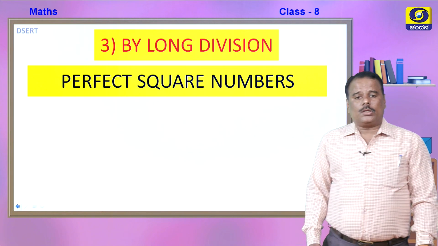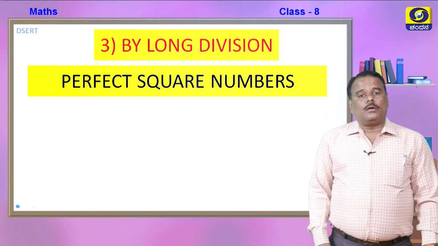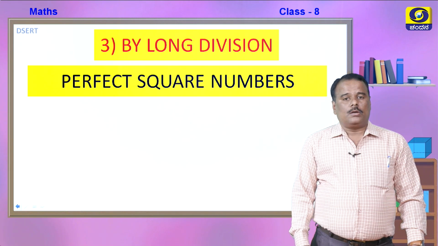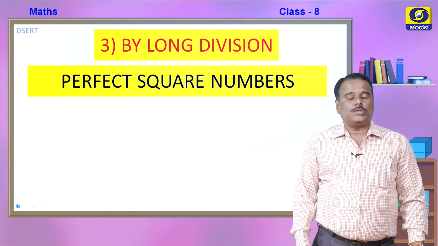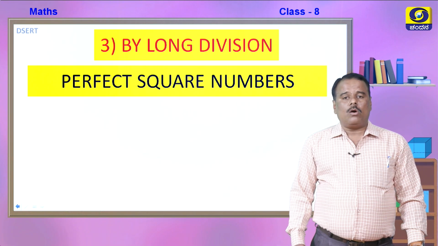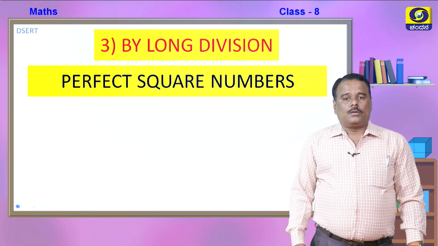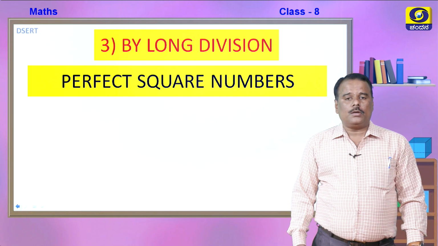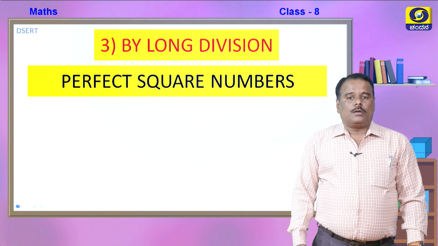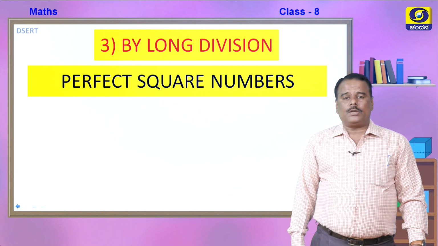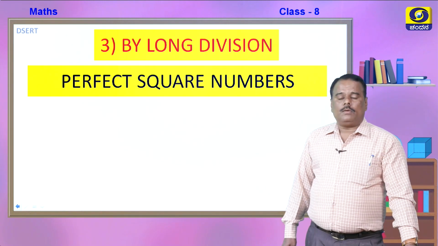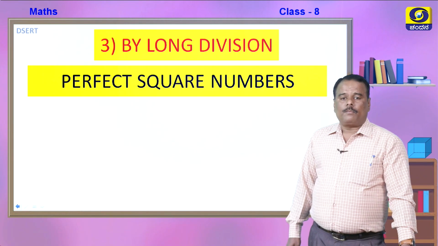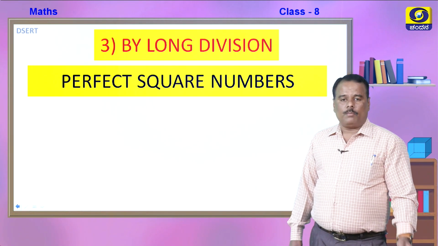Let us go to the third method of finding the square root of a perfect square number. So far, we have discussed two methods. Now, this is the third method, the long division method. Remember, this method is quite different from our usual division of numbers. So, let us see what is the difference between our usual division and this long division of finding the square root of a perfect square number.